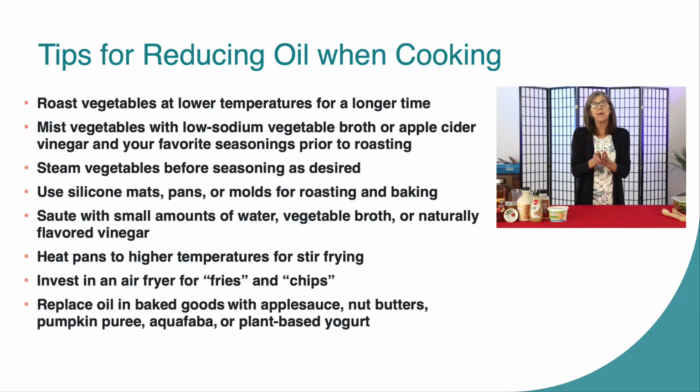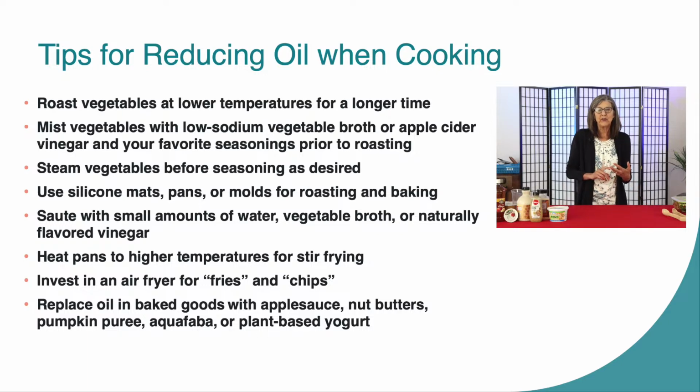If you chop them up, I'll maybe use a little vegetable broth, toss it, add my seasonings, and then put them in the oven and just roast them for longer, and they come out completely browned the way I like them, and crispy, okay? So it really does work. You can mist the vegetables with a low sodium vegetable broth, like I just said, or apple cider vinegar, and then add your favorite seasonings. Mine are typically garlic and onion powder, maybe a little parsley on top, for my potatoes. You can steam your vegetables before you season them, okay?